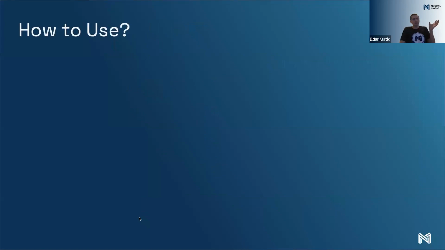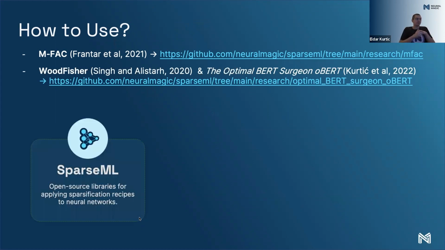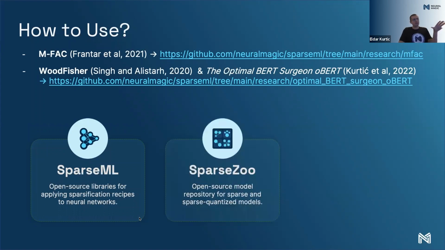So if you would like to apply any of our techniques, or if you would like to take a look at our code, we have open sourced the code for all these techniques that we have described today. So MFAC, Woodfisher, and the optimal BERT surgeon are currently integrated in our SparseML library. This is our open source library, which you can integrate very easily in any project. You need just 2 or 3 lines of code, and you can get these state-of-the-art pruners for free.